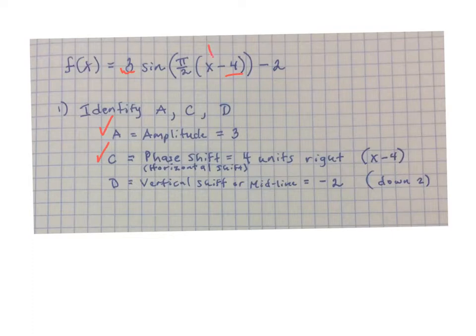Now remember, in the general formula, it's written as x minus c, and I know from even 171, you remember that minus represents a shift to the right, and plus would represent a shift to the left. This is going to be a shift 4 units to the right, or a horizontal shift of 4 units to the right. And then our D value happens to be -2, so that tells us that we're going to be down 2 from the original graph of sine x.